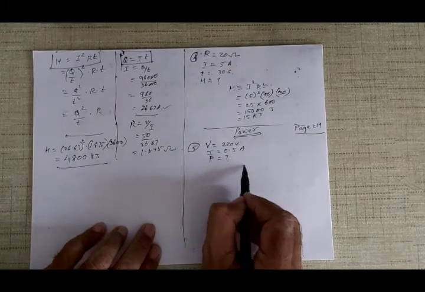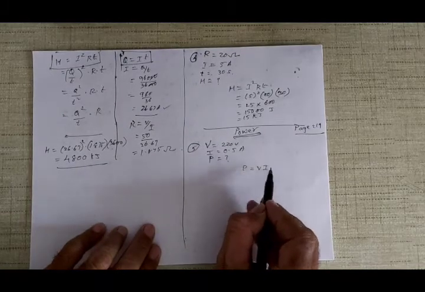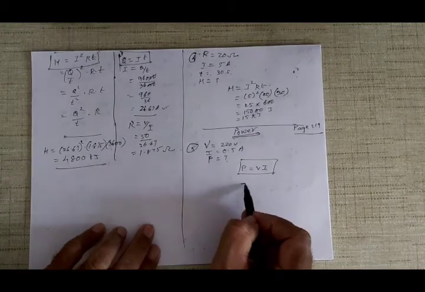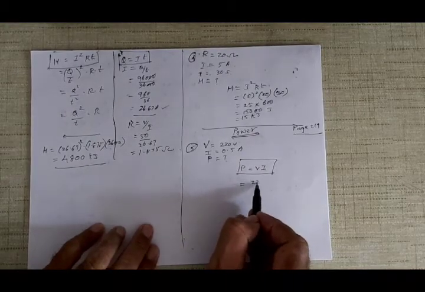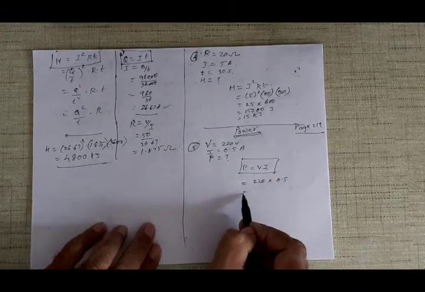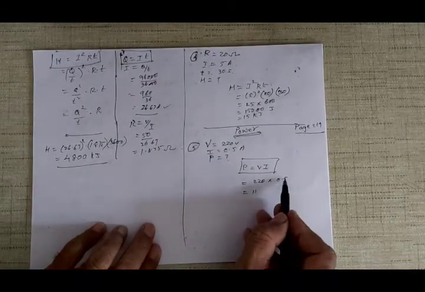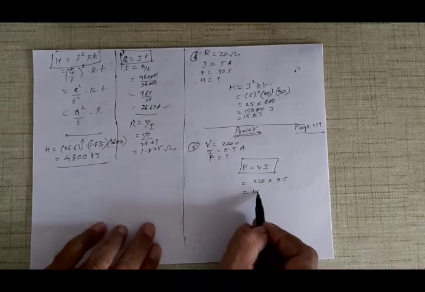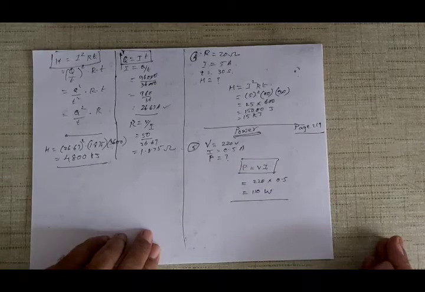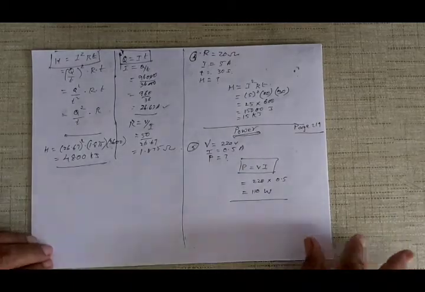Now again you should know the formula. Power is equal to V into I. If you don't know this formula, you can't do the problem. So voltage V is 220 into 0.5. Divide by 2, you get 110, and power is always measured in watts. So 110 watts.